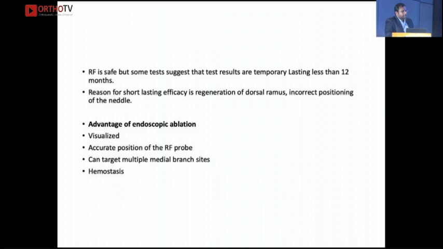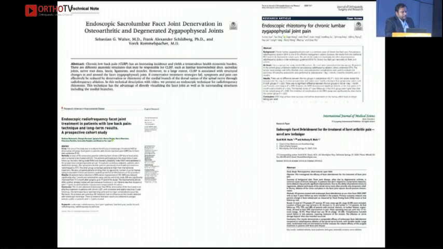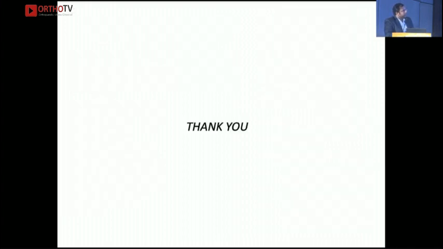With visualization, accurate positioning of the probe can be achieved, and multiple medial branch sites can be targeted. If you cannot identify the cranial end of the transverse process, we can go and achieve it at the lower end of the transverse process. We can trace the medial branch. And of course, the important one is hemostasis. So the literature shows that when you use endoscopy for visualized RF ablation, it gives a better outcome for the patient. Thank you.